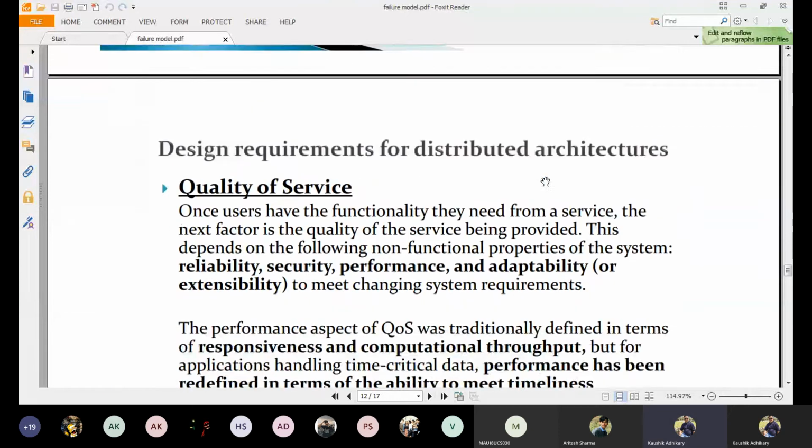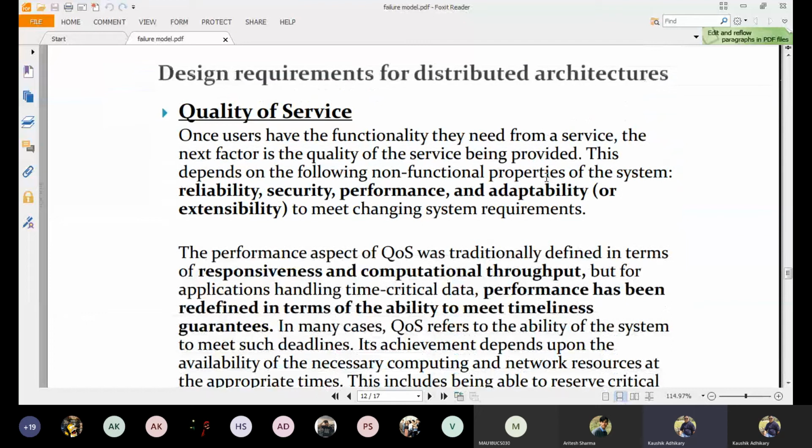The next design requirement is the quality of service. Once the users have the functionality they need from a service, the next factor is the quality of the service being provided. This depends on the following non-functional properties of the system: reliability, security, performance, and adaptability or extensibility to meet changing system requirements. So what type of service and how good the service is depends on the reliability, the security, the performance, and adaptability. Means adaptability to different changes.